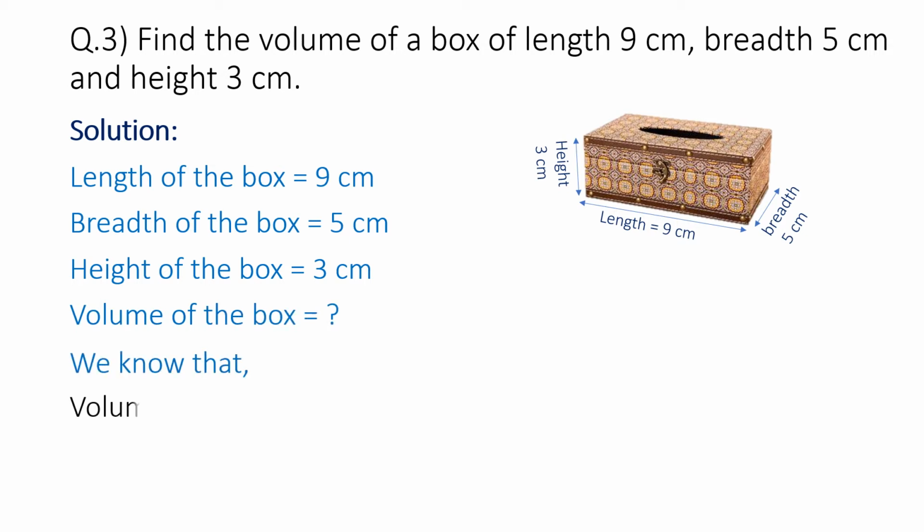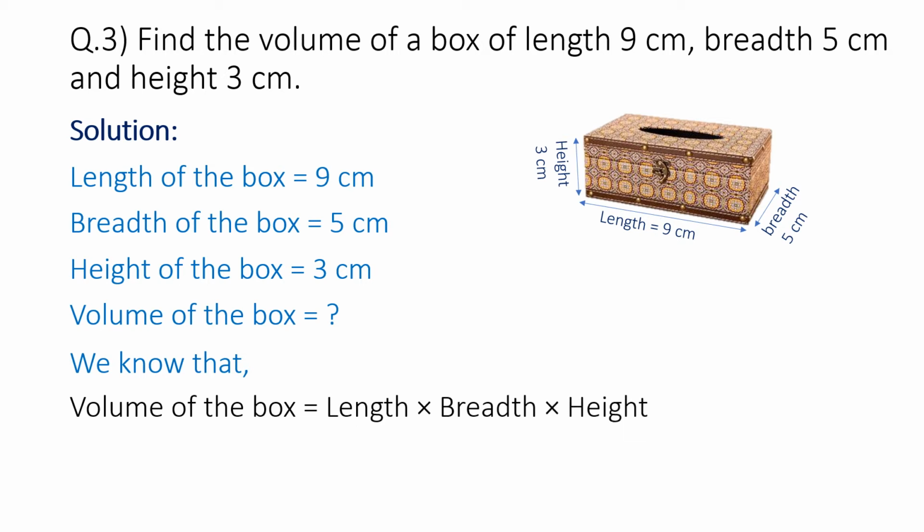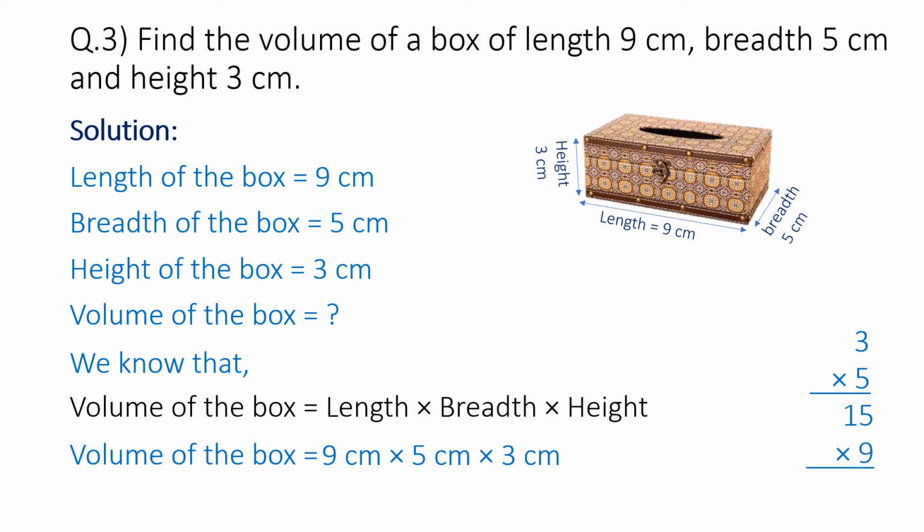We know that volume of the box is equal to length multiplied by breadth multiplied by height. Now put the value. 9 cm multiplied by 5 cm multiplied by 3 cm. Now do the multiplication. 5 threes are 15 and 15 nines are 135. So volume of the box is 135. Do you find anything is missing? Yes, unit is missing. So write down cubic centimeter. So volume of the box is equal to 135 cubic centimeter.